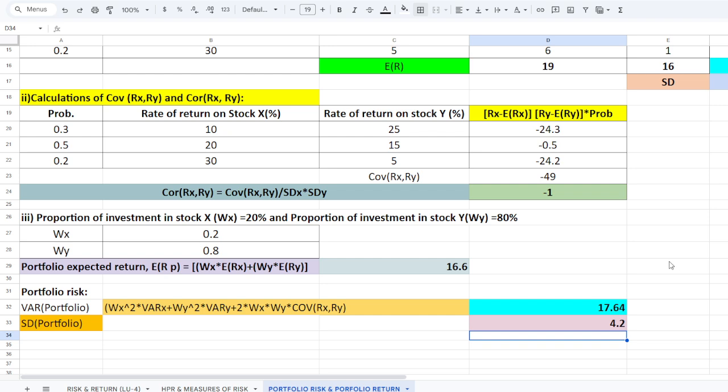The basic crux of this portfolio concept is that when you are going to invest in more than one investment option, like in this case X and Y, you could minimize the risks and optimize your return. That is the basic understanding level.